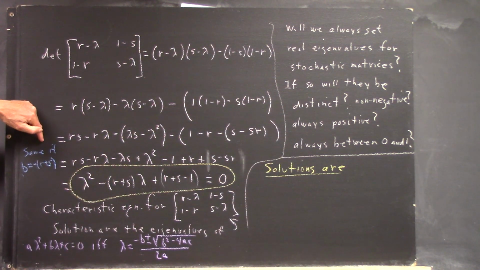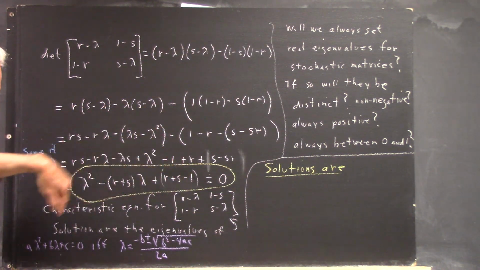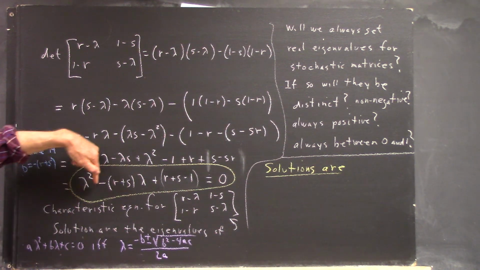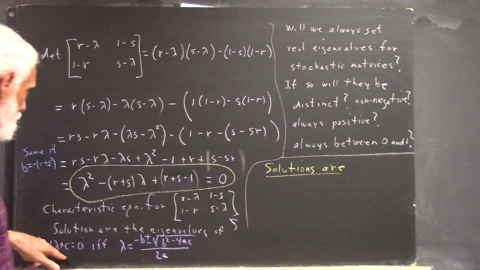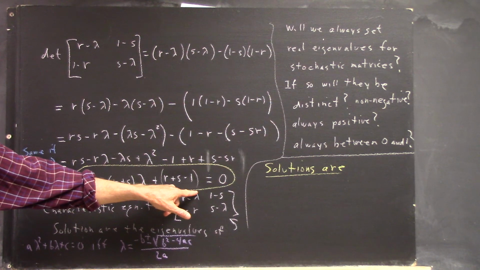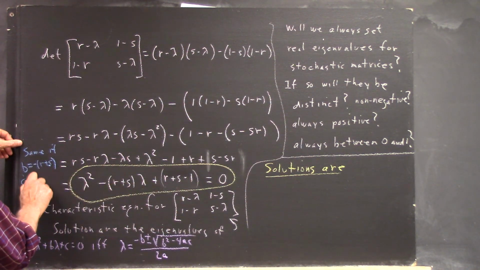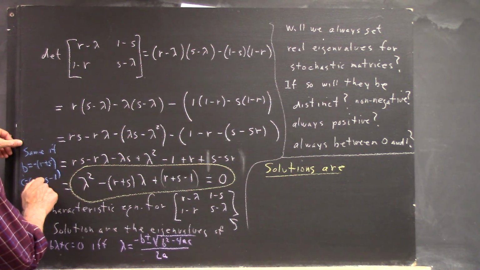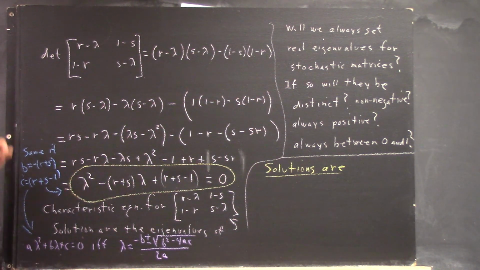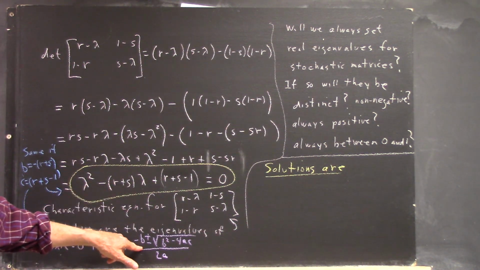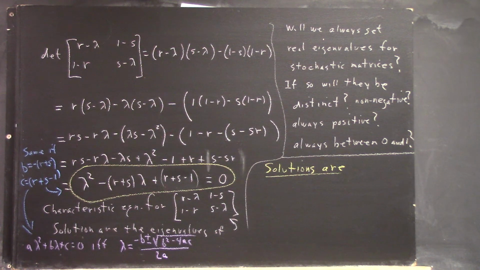Okay, this and this are the same, provided B is negative R plus S, right? And also, C has to be R plus S minus 1, right? Okay, so in that case, this and this are the same. Meaning that the solution of this is what you get if you put negative R plus S in for B, every place you see a B, and R plus S minus 1 every place you see a C.